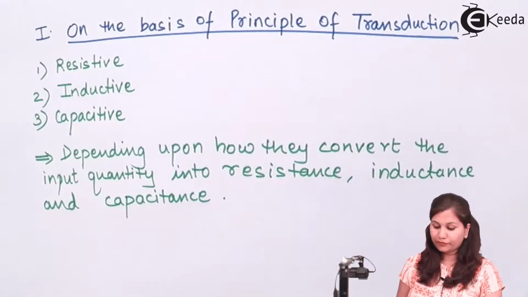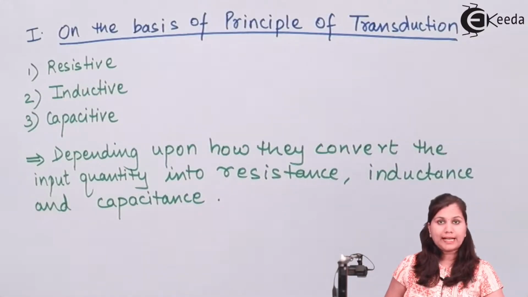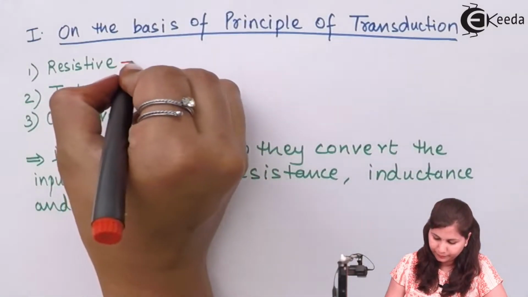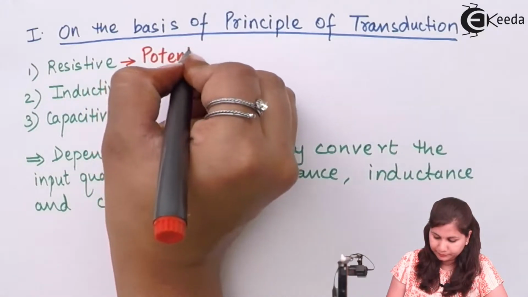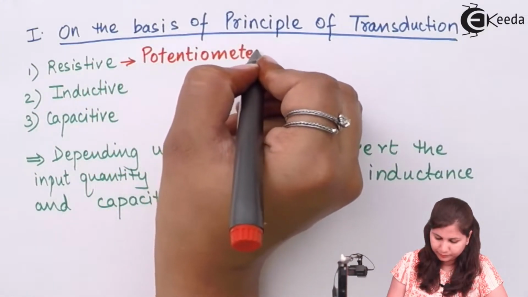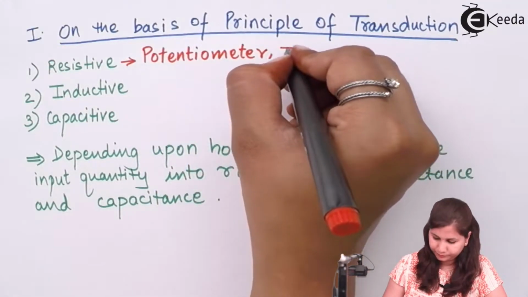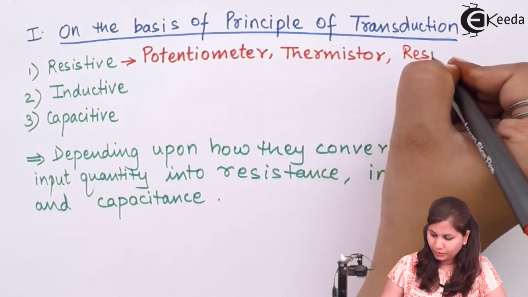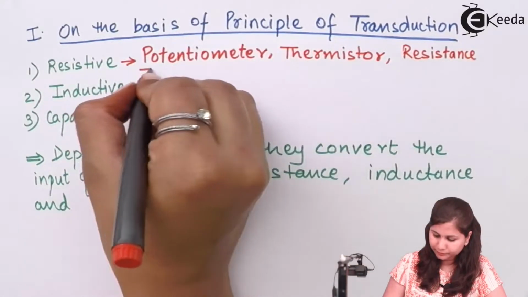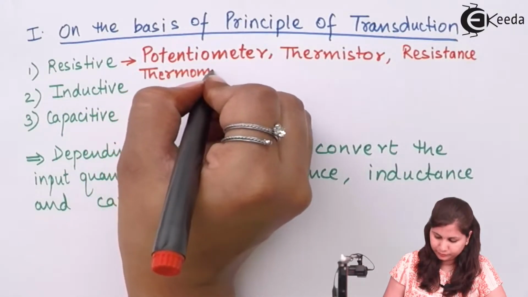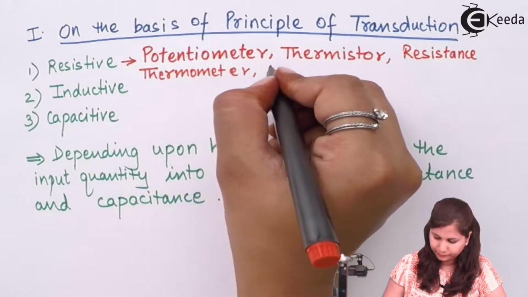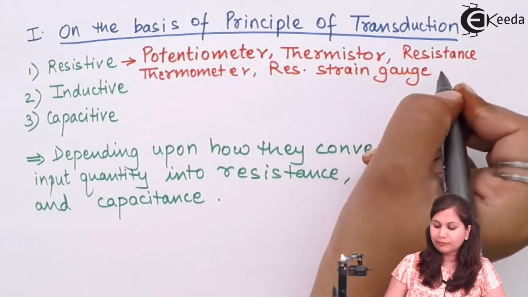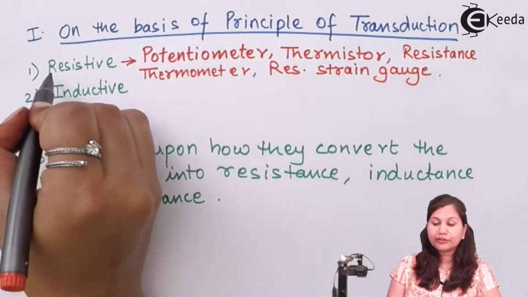Now if we see examples of these three types of transducers, the examples of resistive transducers are the potentiometer, thermistor, resistance thermometer, and resistance strain gauge. These are some of the transducers which come under the category of resistive transducers.